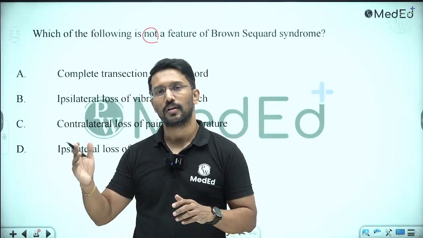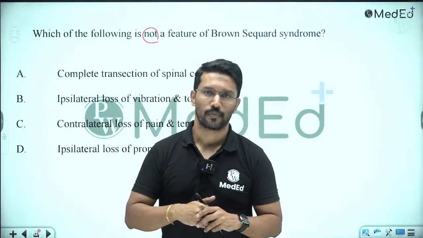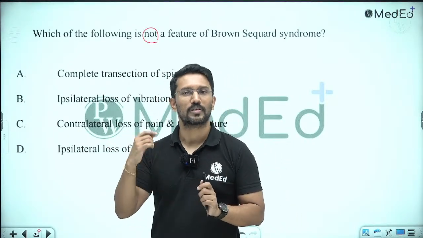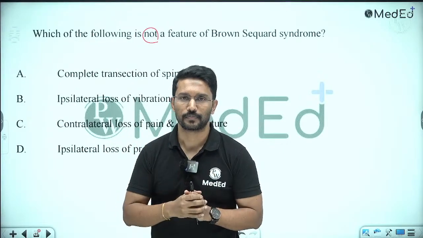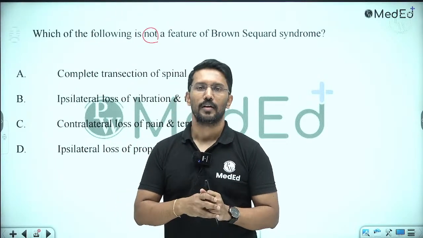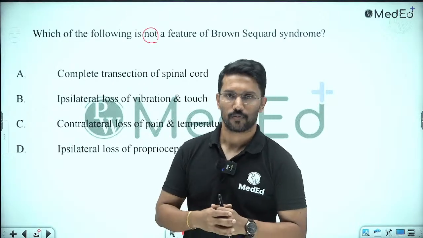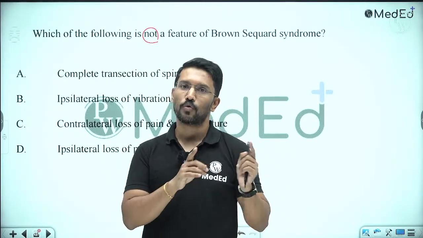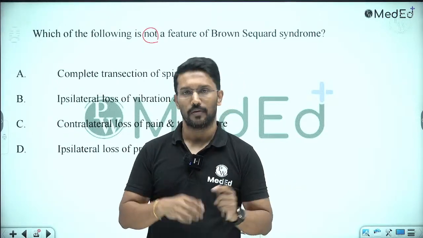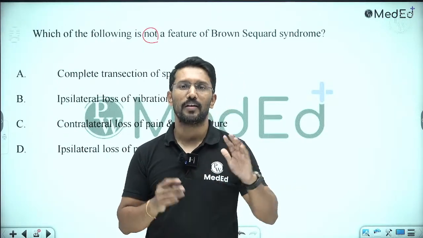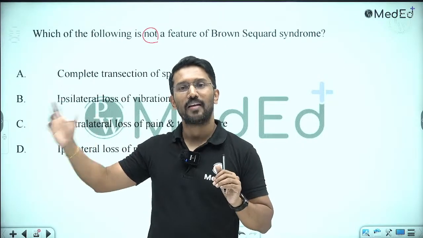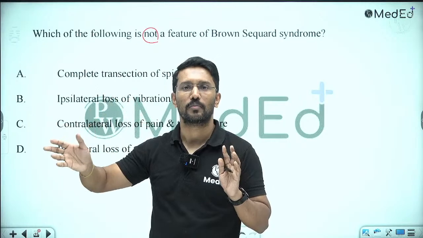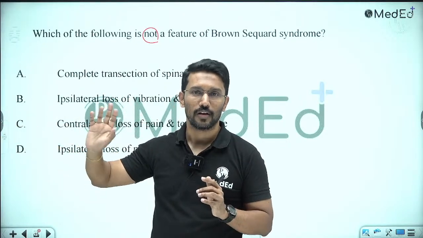On the opposite side, you lose the pain. Okay, so the basic thing to remember about Brown-Sequard syndrome is opposite side pain. How to remember it? Simple, right? If you hurt someone, the person who hurt doesn't experience the pain. The one who got hurt gets the pain, right? Similarly, here the lesion is on one side, and the pain is affected on the other side. I know it is the loss of pain and temperature, but this way you can remember the pain is affected on the opposite side.